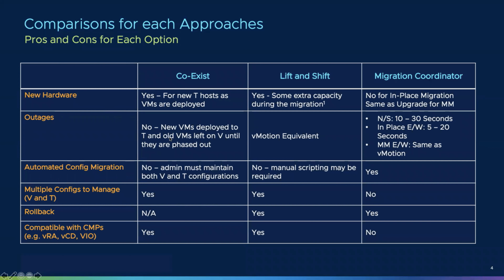For coexistence, as there is no outage, we are not moving anything to the newer VM or older VM, which will impact anything in the future. So most of the time you don't see any outage during the coexistence. While with lift and shift, you are just doing a vMotion from your old environment to the newer environment. So you might see one or two ping drops depending on the vMotion.